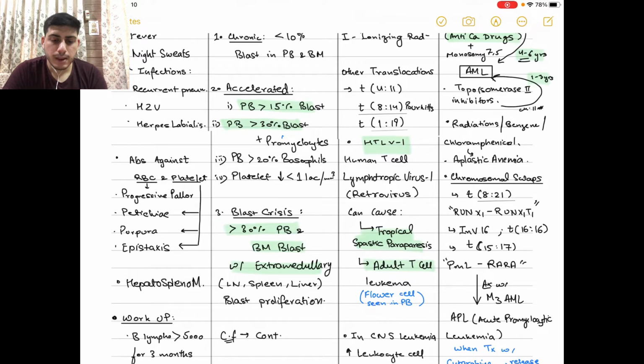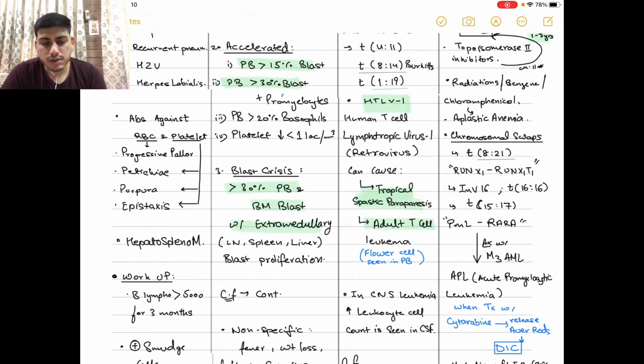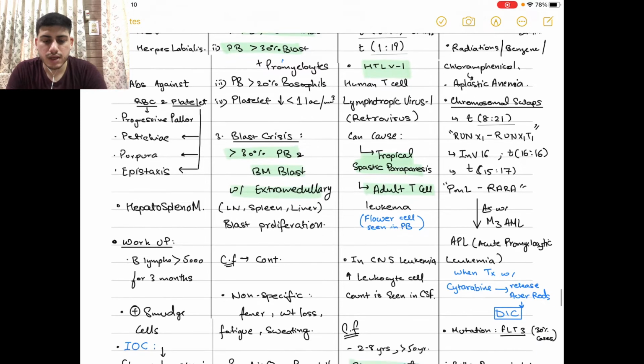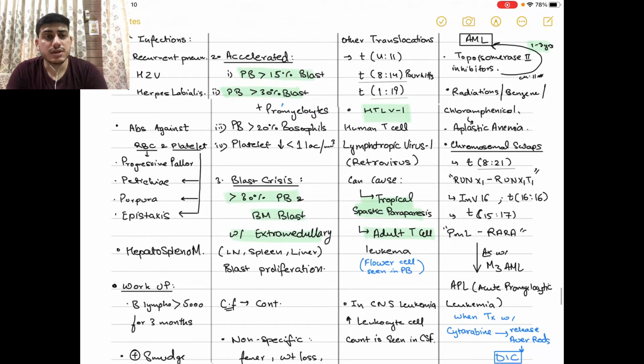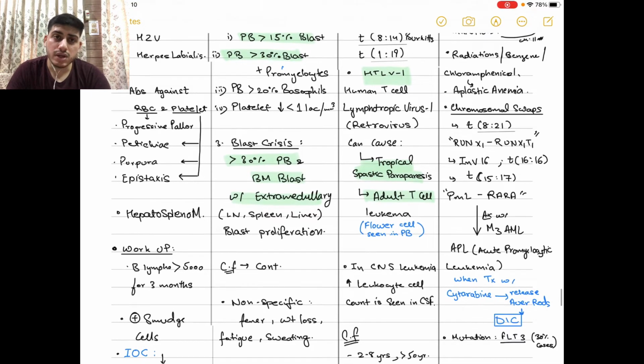The earlier criteria was more than 20% basophils, so that is all still there. In peripheral blood, more than 20% basophils, or platelets less than 1 lakh per mm cube. And now after the accelerated phase, there is blast crisis. As the name suggests, it's a crisis. It's acute and a very terrible situation for the patient, and it's also hard to treat.